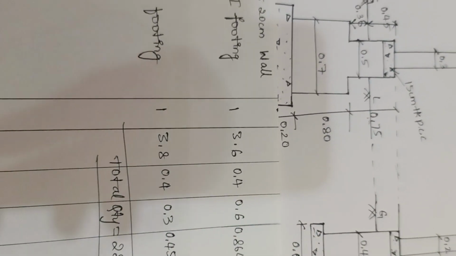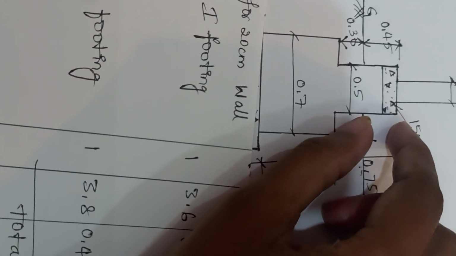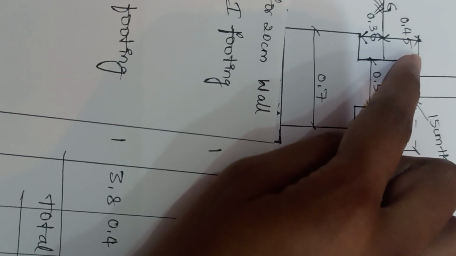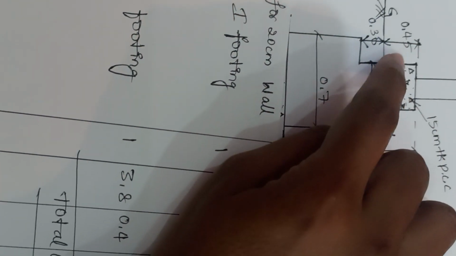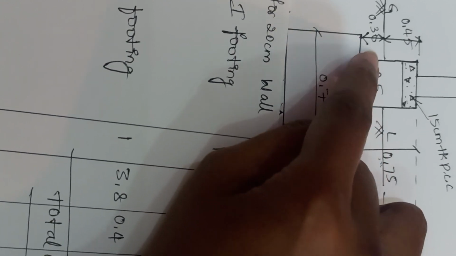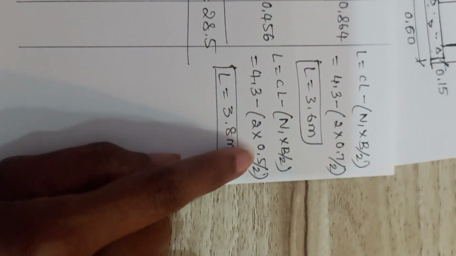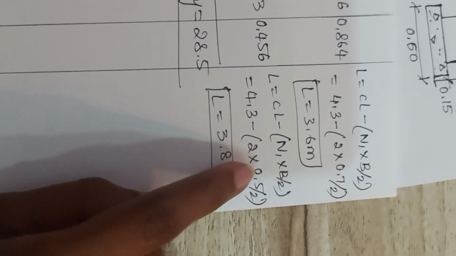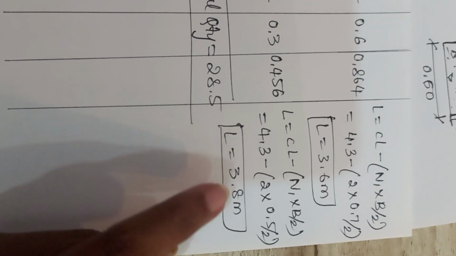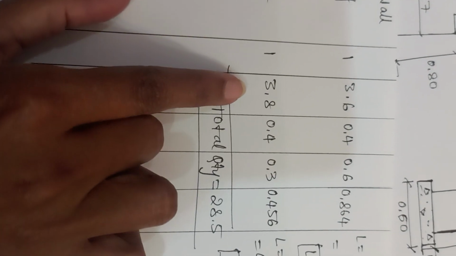So let us see what depth you have in the 30 centimeter. What is the corresponding width you are getting here. So you have a 0.45 which is equal to your depth. At 0.45, the corresponding width of your footing is how much? That is of 0.5. That value you need to enter here. 0.5 divided by 2. Simplify it. You will get L as 3.8 meter. The same L you need to enter in the table.